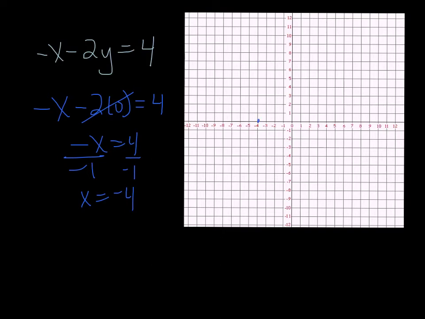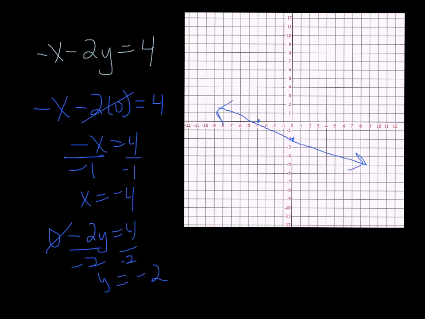Now for my y-intercept, I'm going to go back again to this equation, and now I'm going to make my x 0. That goes away. Divide by negative 2, and y equals negative 2. So now, my line, oops, missed a little bit. So there's my equation and my line.